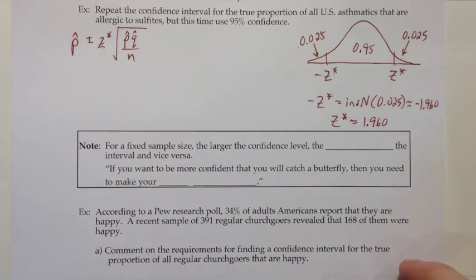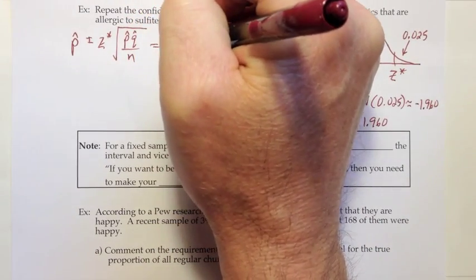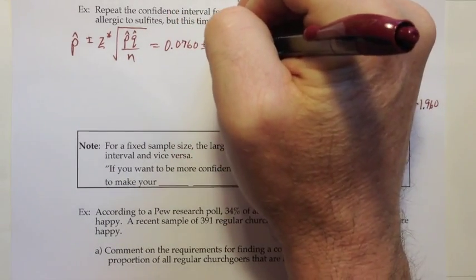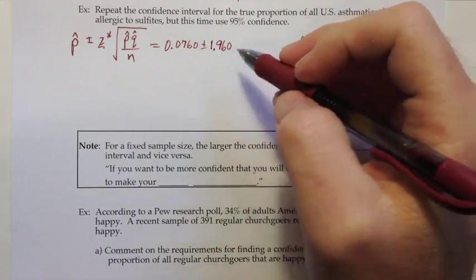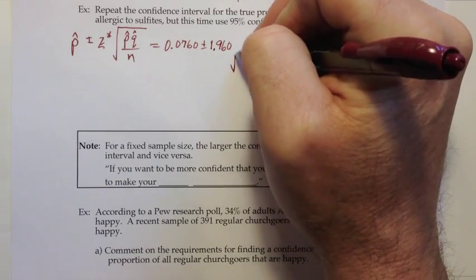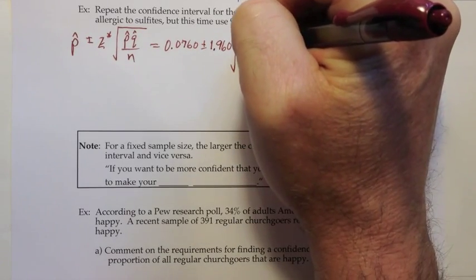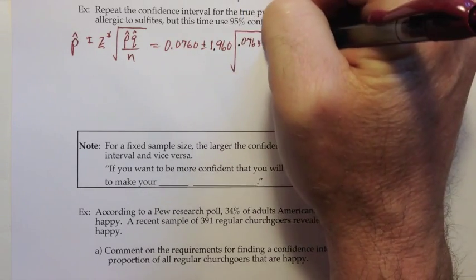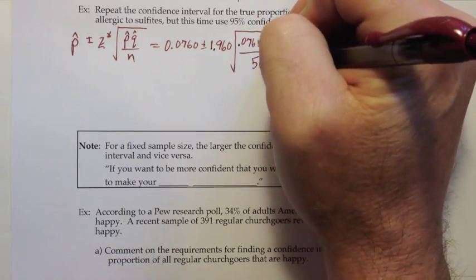Alright, so let's look at what that does to our formula. As I said a moment ago, we still have the same p-hat that we did on the previous page, so that's 0.0760. And now for the plus or minus piece, instead of going out 1.645 standard deviations, we want a little bit more confidence, so we want to go out a little wider, 1.960. And then we still need that square root piece. So that would be the p-hat, 0.076, times the q-hat, 1 minus that, which is 0.924. And all of that is over the sample size, which was 500.